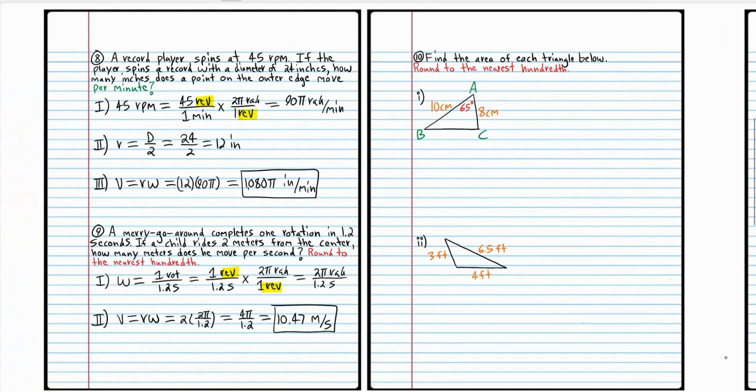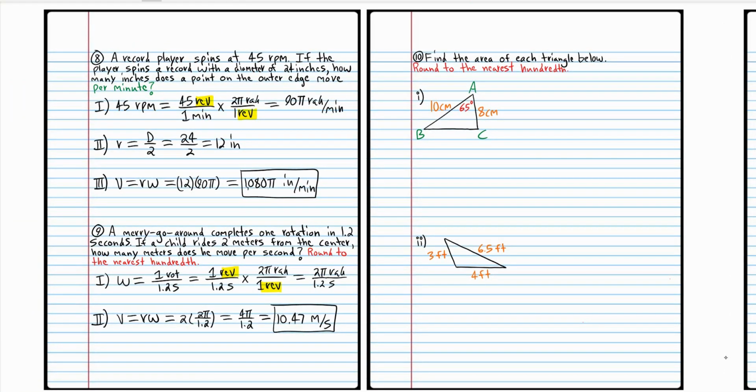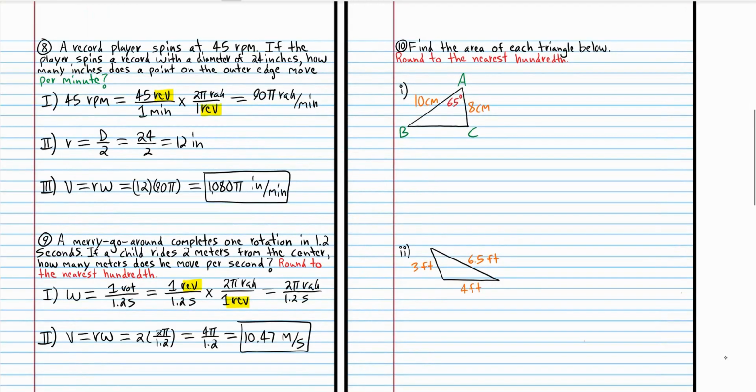So go ahead and try number 10. Now make sure your calculator is in degree mode. Remember, we switched to radian mode. So go back to degree mode and try part 1 of number 10, and when you come back, we'll do it together. Alright, we're back.